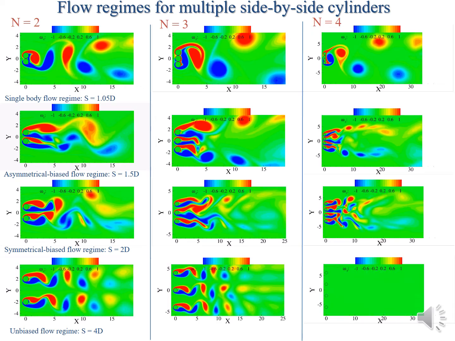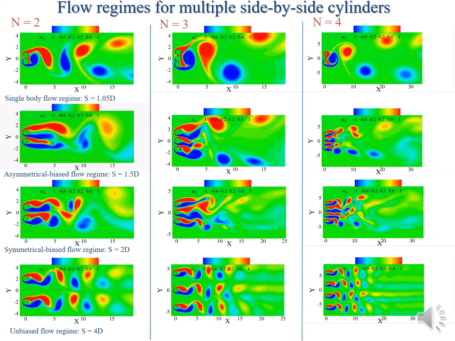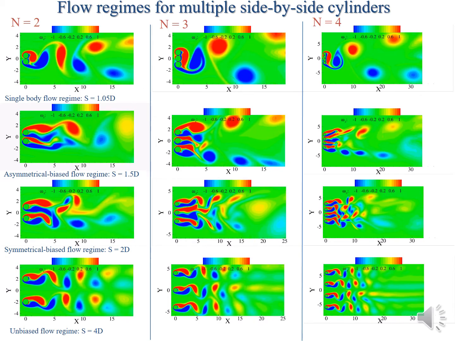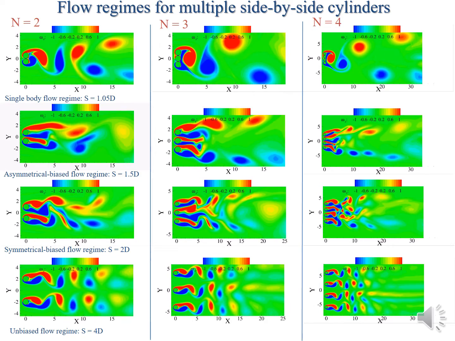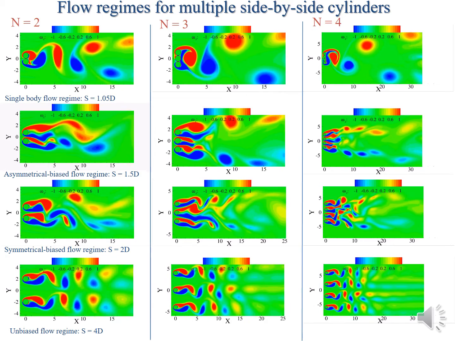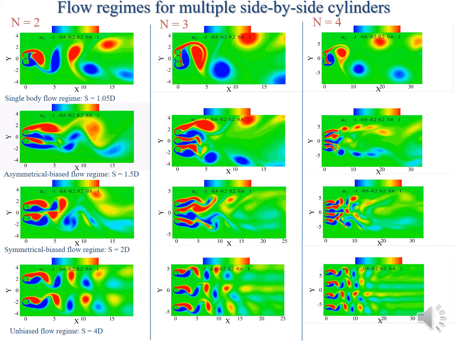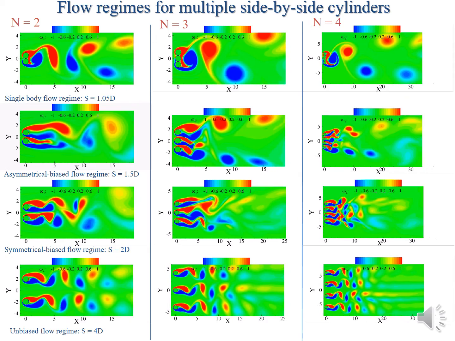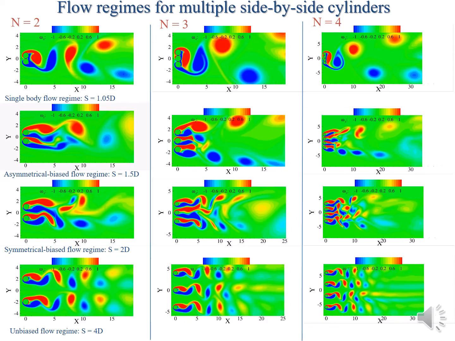Finally, if you put a very high gap ratio, like a gap ratio of 4, we find that the cylinders behave pretty independently. There is really minimal interaction of vortices as they are being convected downstream. So we call that kind of regime the unbiased flow regime.